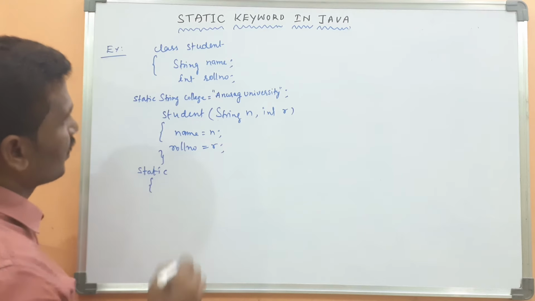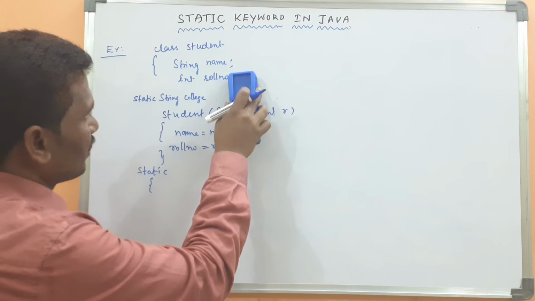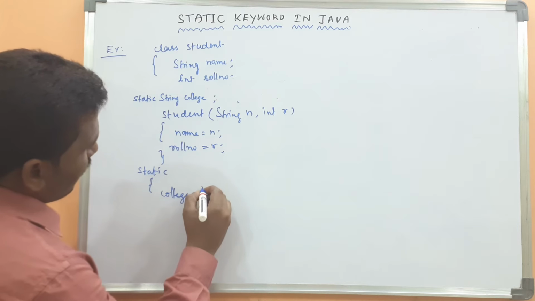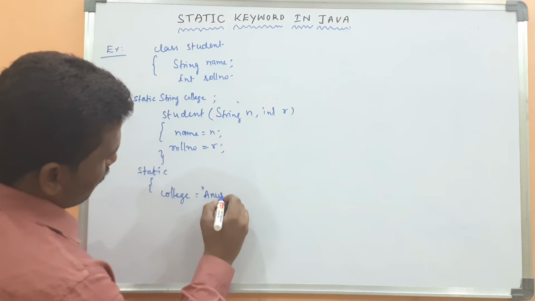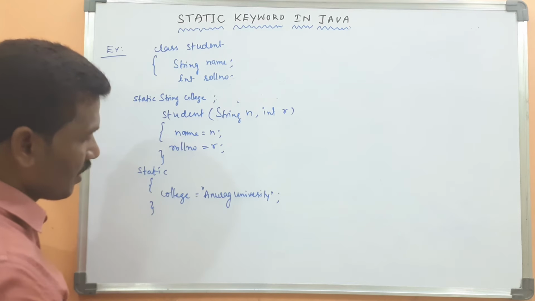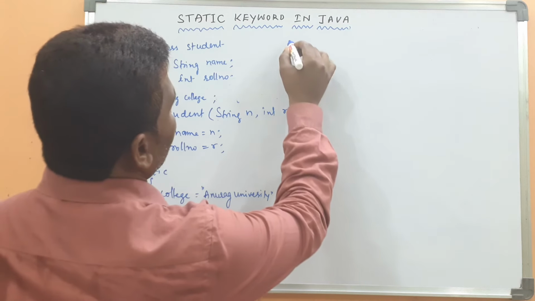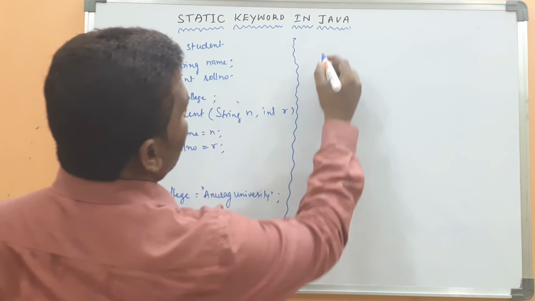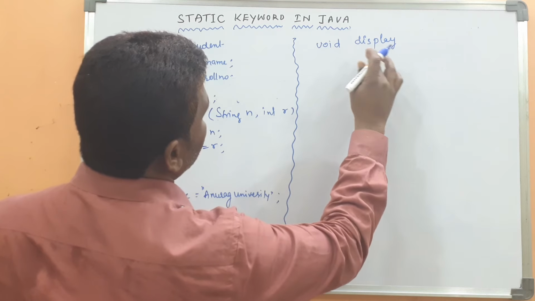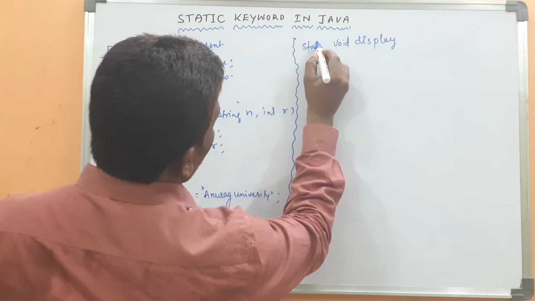Static block, or else here, instead of this one I want to initialize here static block. Then void display, it is the static method.